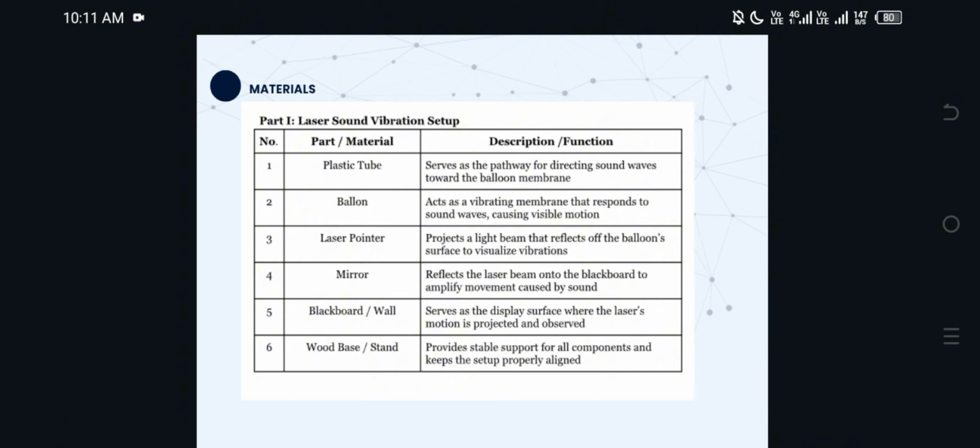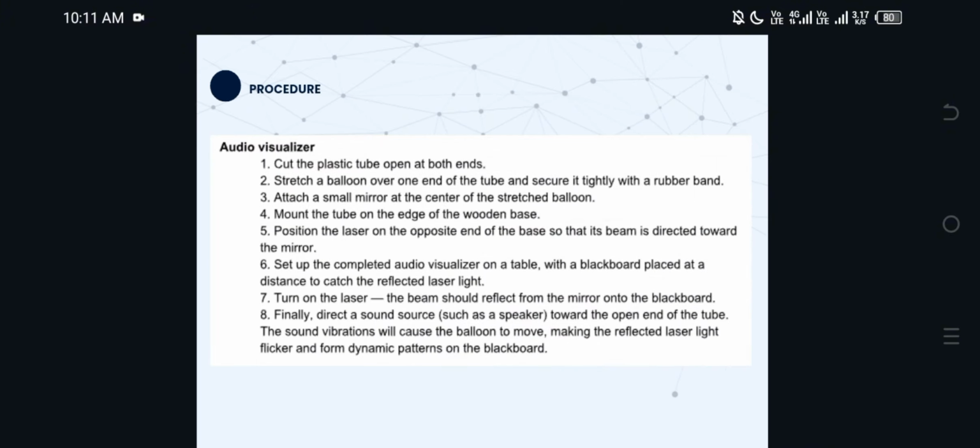These are our materials: the plastic tube, balloon, laser pointer, mirror, blackboard wall, and wood base stand. Next, our procedure. First, cut the plastic tube open on both ends. Second, stretch a balloon over one end of the tube and secure it tightly with a rubber band. Third, attach a small mirror at the center of the stretched balloon. Fourth, mount the tube on the edge of the wooden base.